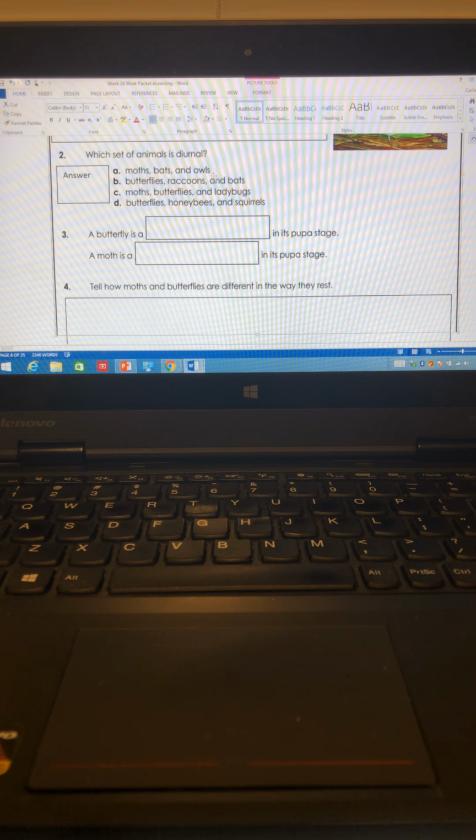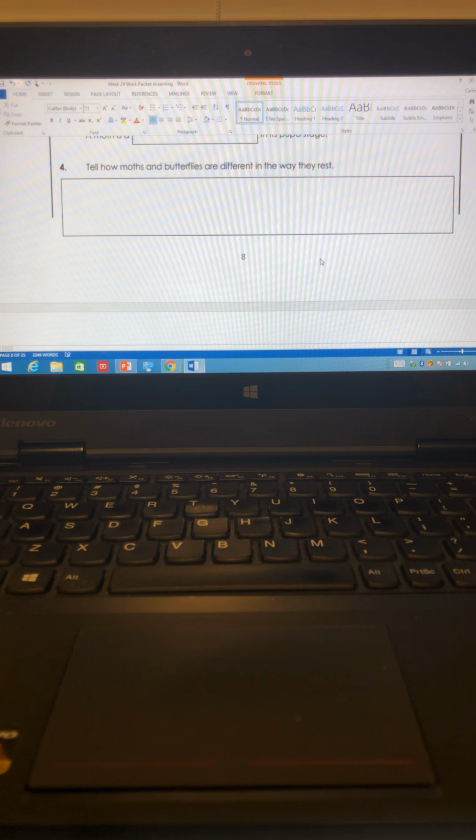Question number three, you have two answers you need to answer. You can just click right into the text box and type your answer. A butterfly is a blank in its pupa stage. A moth is a blank in its pupa stage. If you can't remember, please go back into the text and find the correct answer.